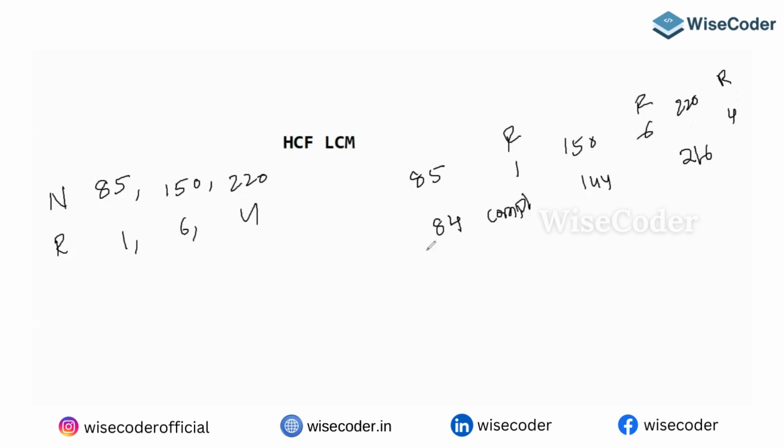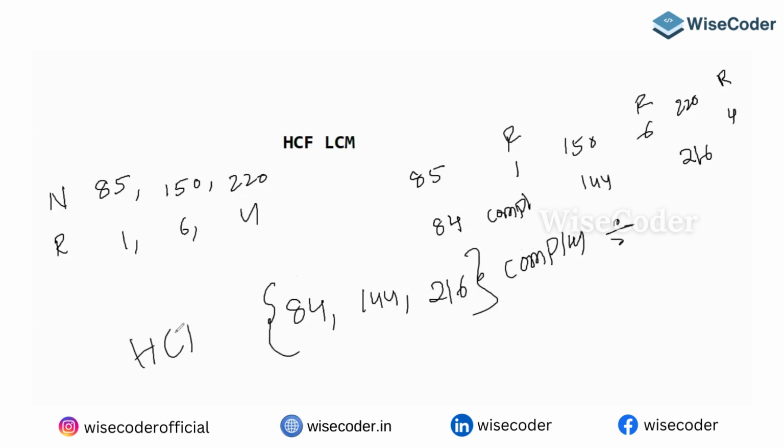So you need to figure out the highest number which will divide 84, 144 and 216 completely. So you need to find the HCF of 84, 144 and 216. The options will be given, so you can verify from the options. Otherwise, I have given the methods to figure this out.